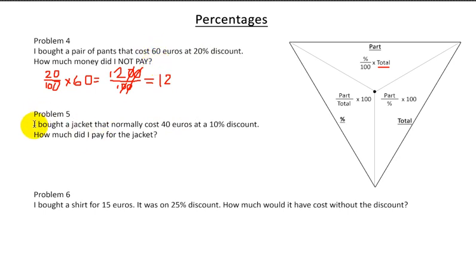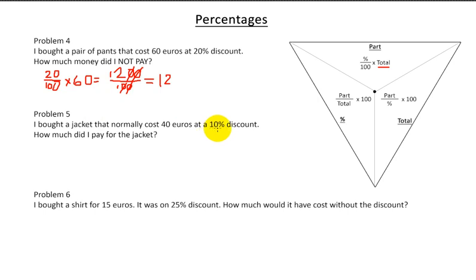So let's see the next kind of problem. It says, I bought a jacket that normally costs 40 euros at a 10% discount. How much money did I pay for the jacket? So this is the kind of problem we just talked about. It's asking me how much money did I pay for the jacket. There are two ways to solve this, as we just said.